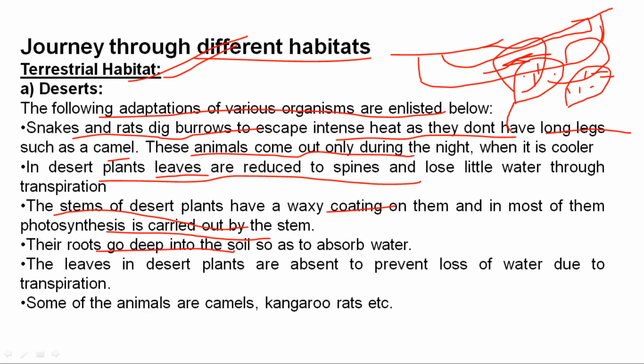The roots go deep in the soil so that they will absorb water. The leaves in desert plants are absent to prevent loss of water due to transpiration. Either there are no leaves, or if leaves are there, they are like a thorn or spines. Some of the animals are camels, kangaroo, rats, snakes, etc.